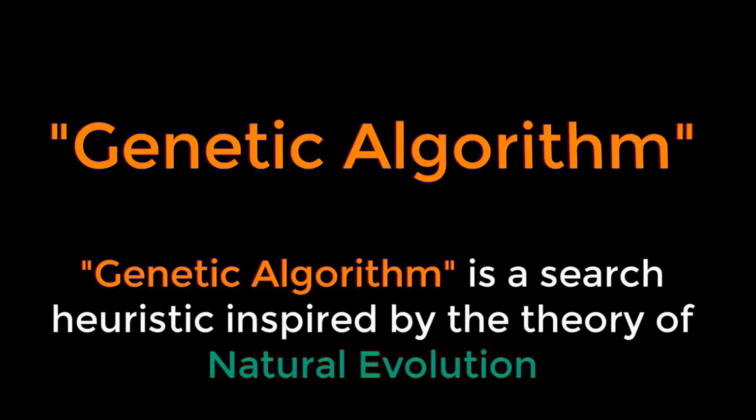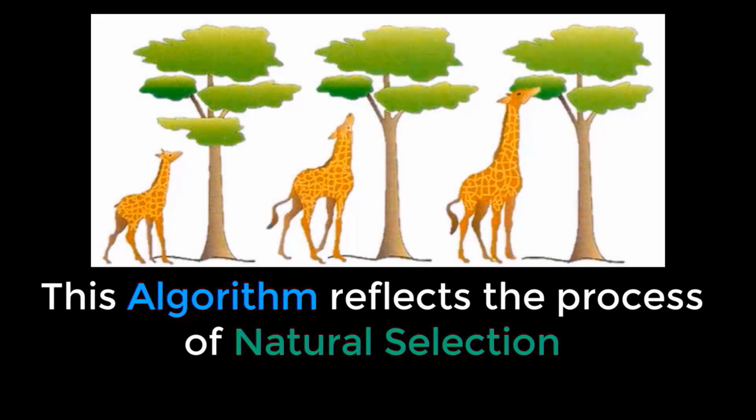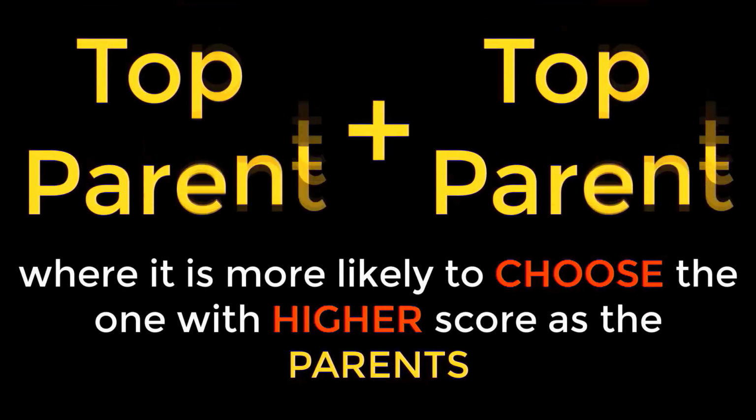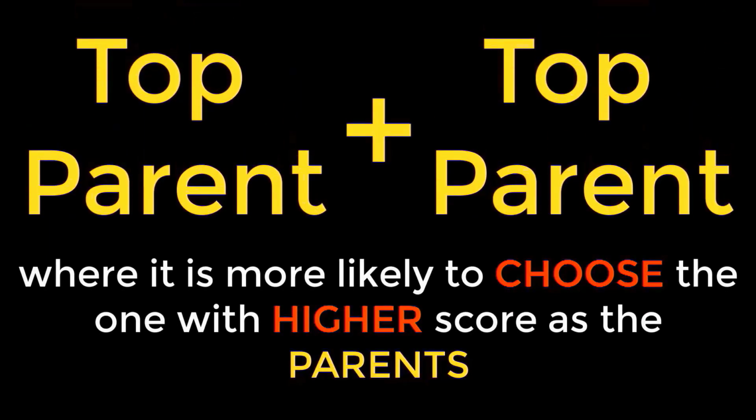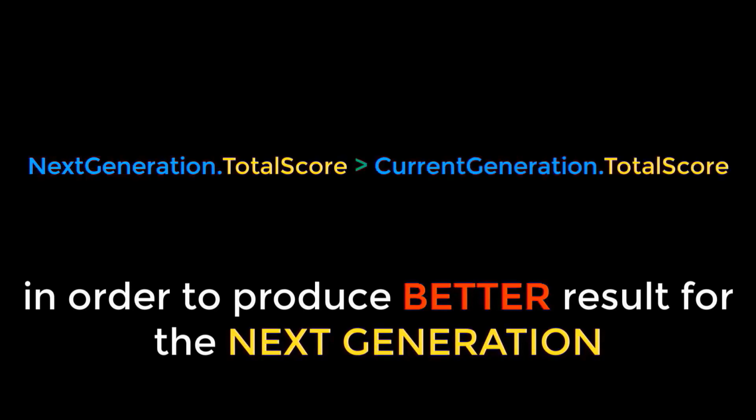Genetic algorithm is a search heuristic inspired by the theory of natural evolution. This algorithm reflects the process of natural selection, where it is more likely to choose the one with higher score as the parents, in order to produce better results for the next generation.